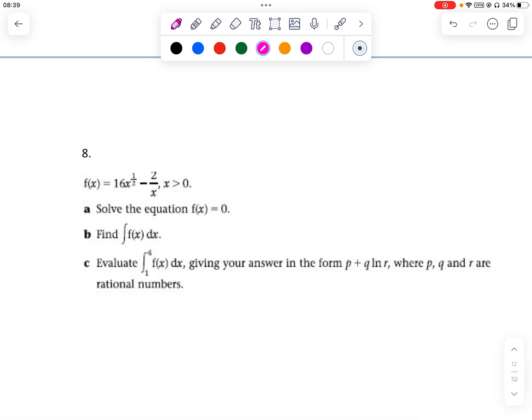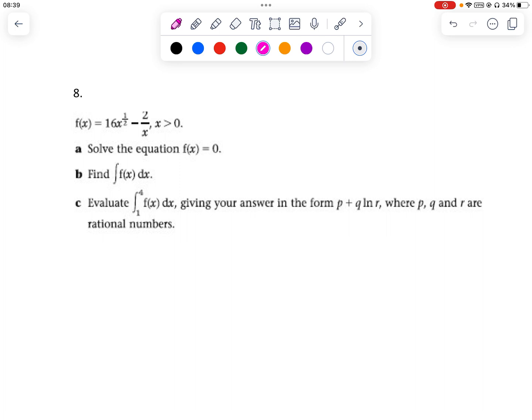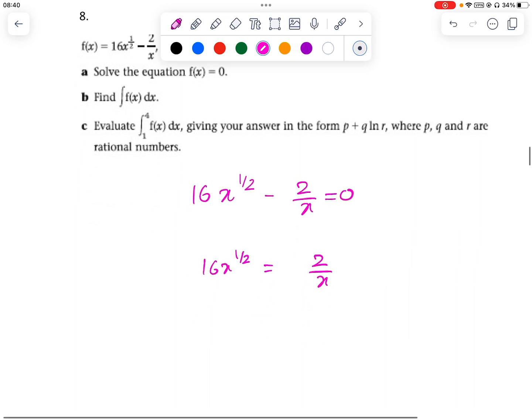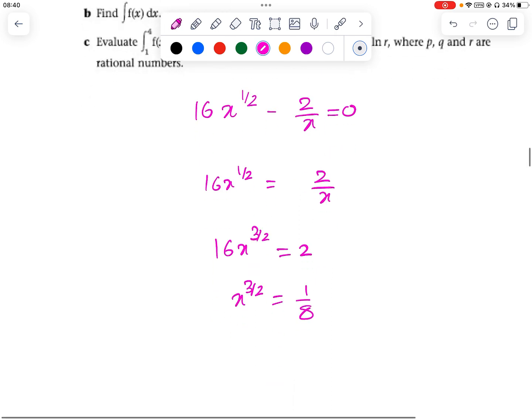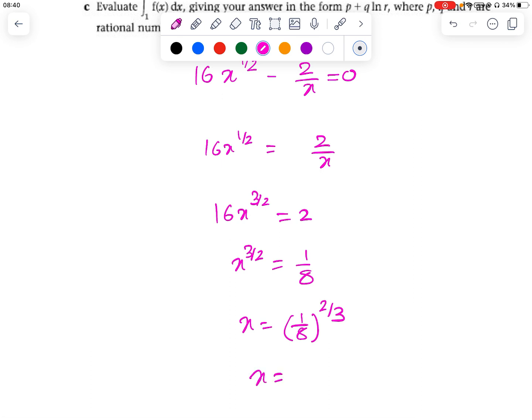Now coming to question number 8. f of x equals 16x power 1 upon 2 minus 2 upon x. Solve f of x equals 0, then integral between the limits. So f of x equals 0: 16x power 1 upon 2 minus 2 upon x equals 0. So 16x power 1 upon 2 equals 2 upon x. Do the cross multiplication. 16x power 3 upon 2 equals 2. x power 3 upon 2 equals 1 upon 8. x equals 1 upon 8 whole power 2 upon 3, which is nothing but 1 upon 4.